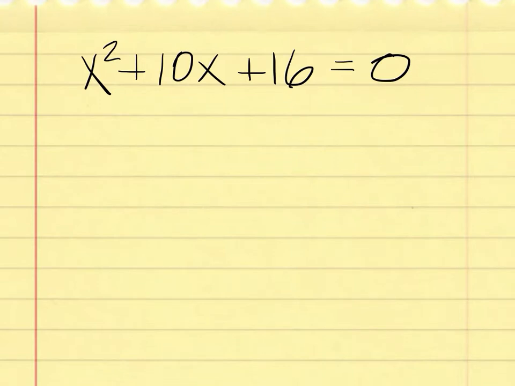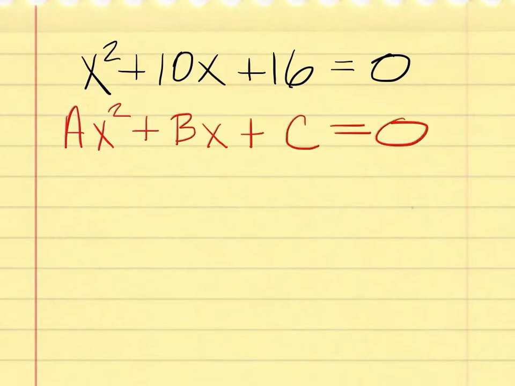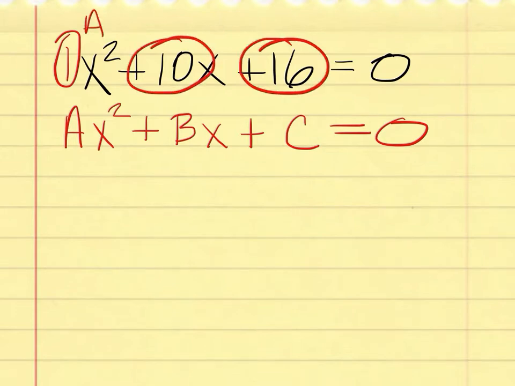A long time ago, you learned that a quadratic equation is in the form ax squared plus bx plus c equals 0. Therefore, this number here, which is not 0, it is 1. And this number is b, this is c. You have a, b, and c. b does not include the x beside it. A does not include the x squared.